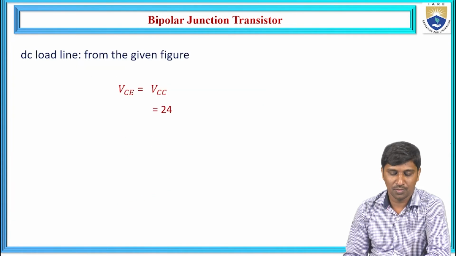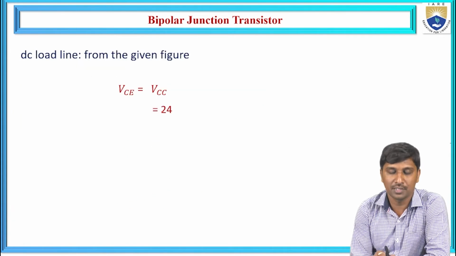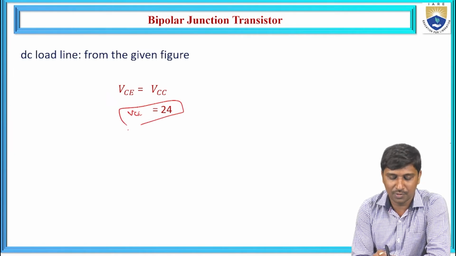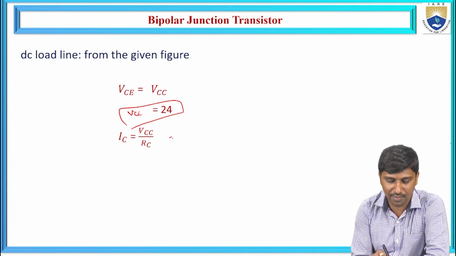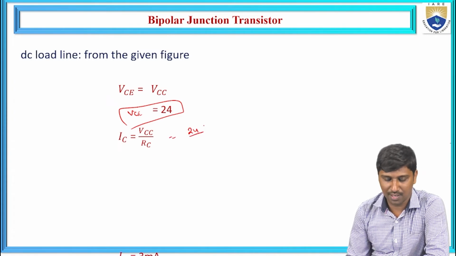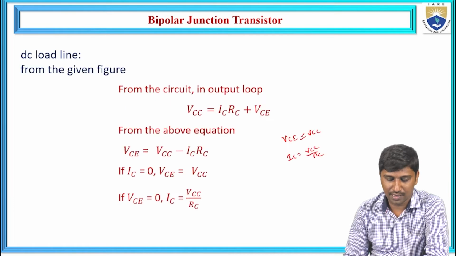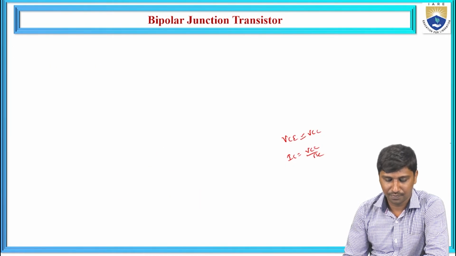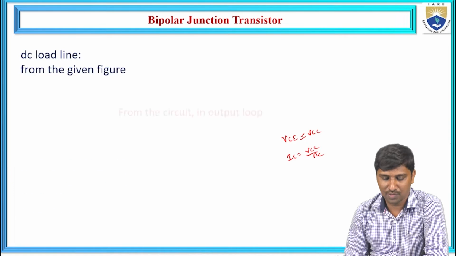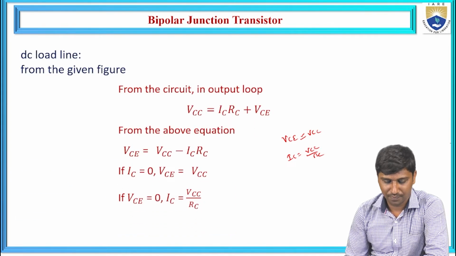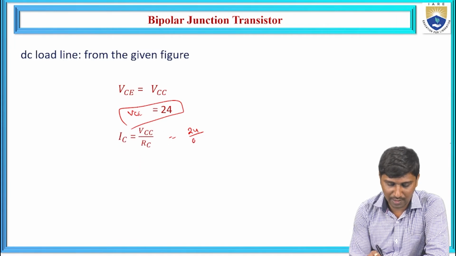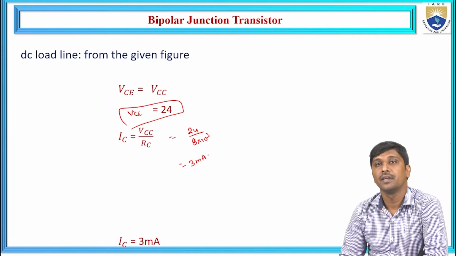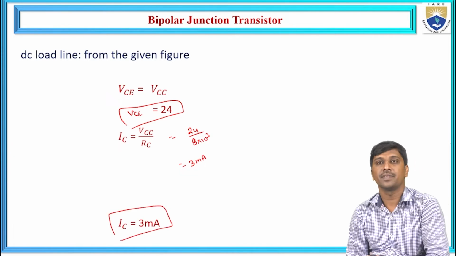We know that the given VCC voltage is 24 volts, hence VCE is 24 volts. Similarly, we need to calculate IC. IC is equal to VCC by RC, which is 24 by the RC value. In the given case, the RC value is 8 kilo ohms. Hence 24 by 8 into 10 power 3 gives 3 milliamperes. Hence the collector current IC is 3 milliamperes.